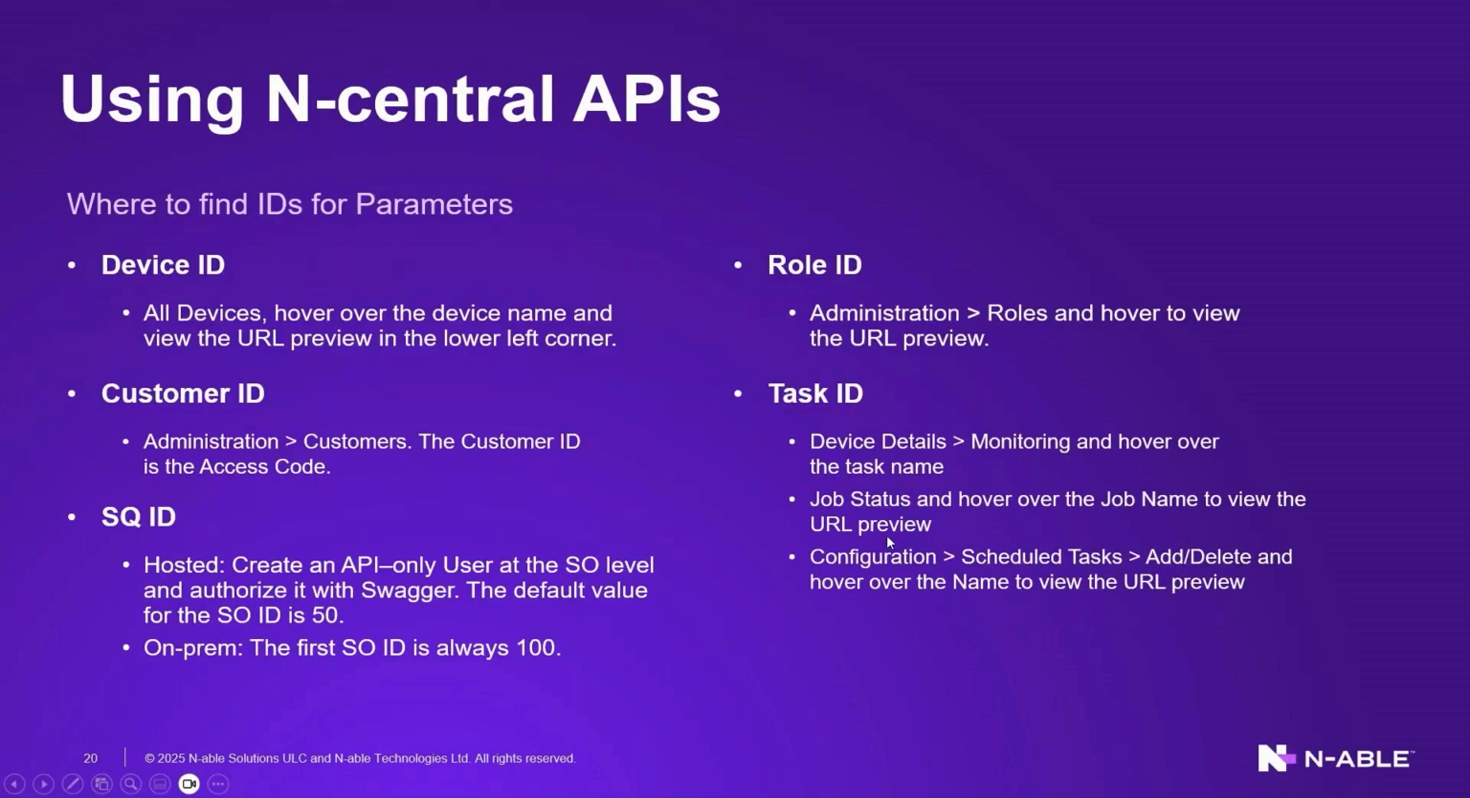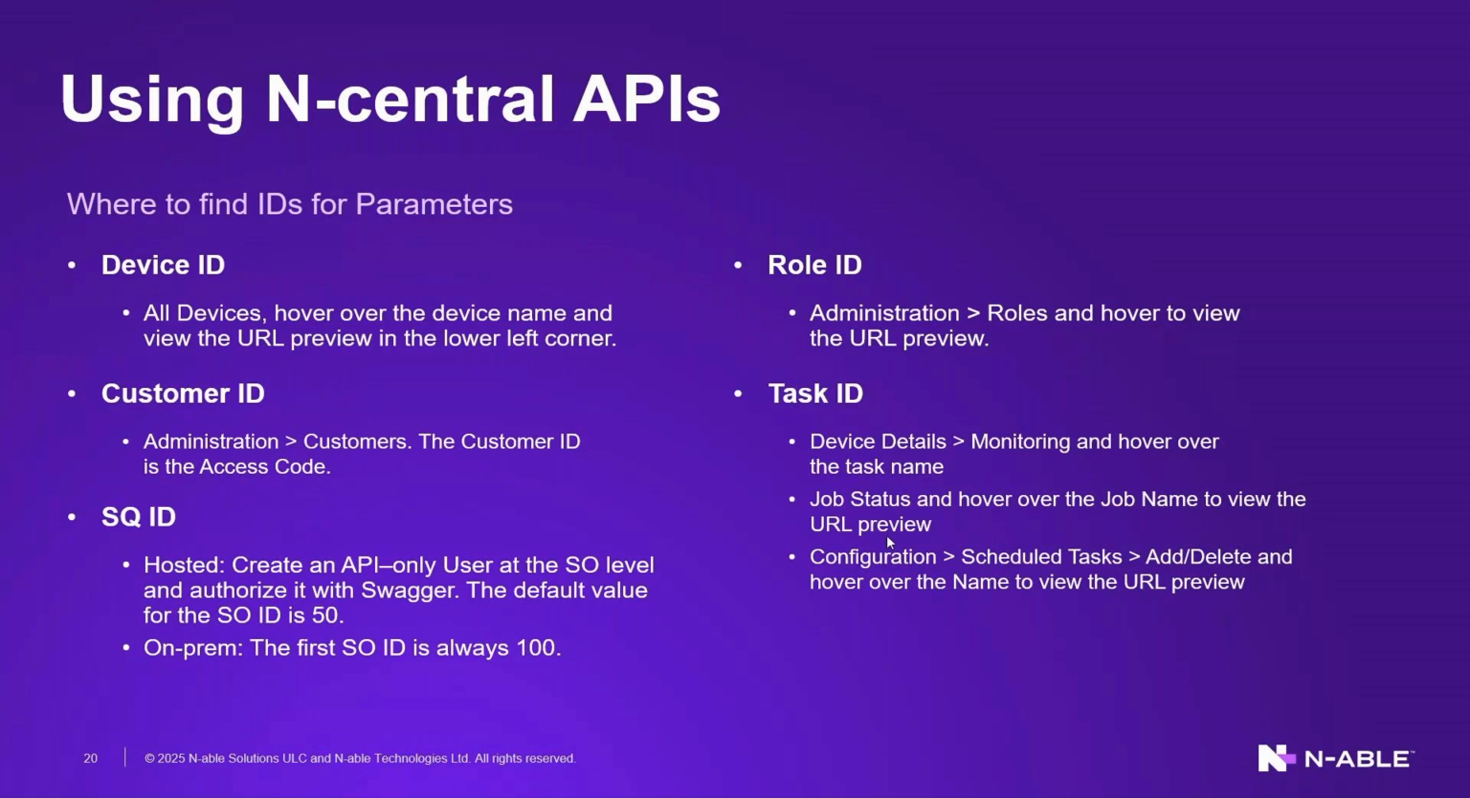So when you're using the N-Central API, you may require additional information, and here are a couple of useful tips for getting this information quickly. There are multiple ways you can get this, but sometimes when we're just exploring and testing something for the first time, we want to find how we can get that information. One of the things that is used quite a lot with the APIs is the device ID.